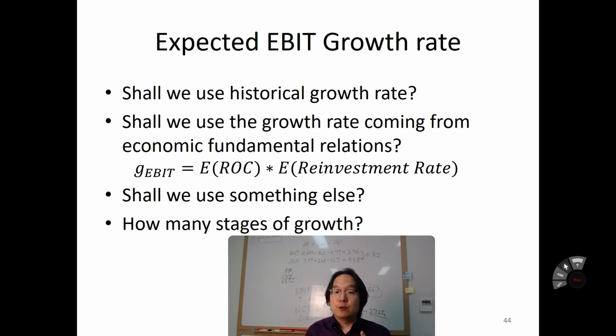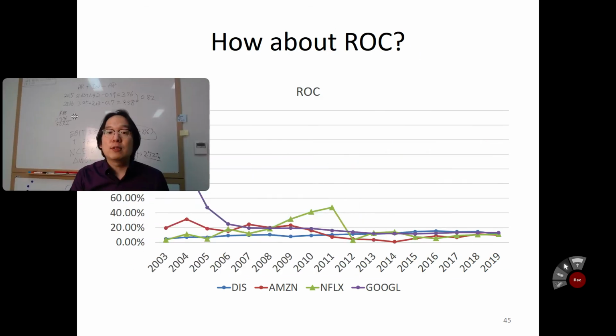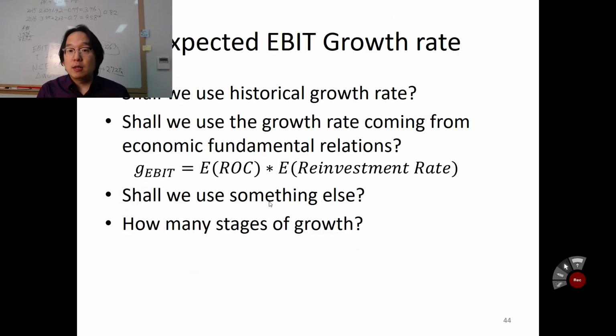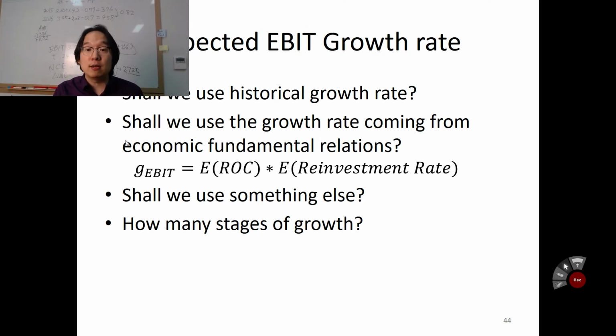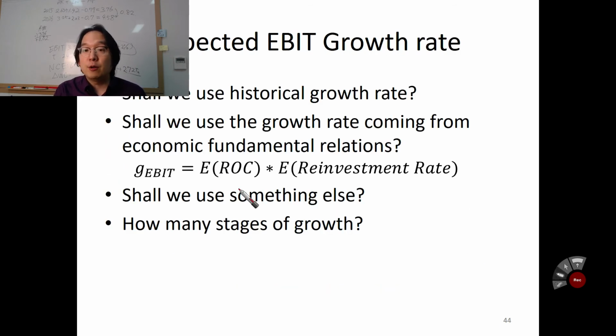And then also, how many stages of growth do we have to assume? Do we have to impose any? It is a valid question that you should address. So how about those economic fundamental relations? For the previous historical growth rate, we had some good idea, the first bullet point. The second bullet point, we don't have a good idea about it. So let's address the second bullet point. For that purpose, we need a good idea about their expected ROC and expected reinvestment rate. We'll do one by one.